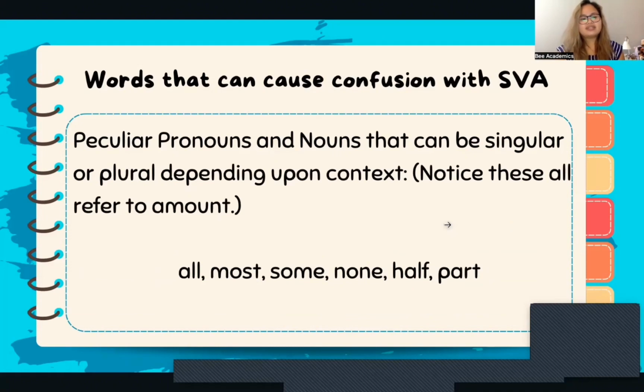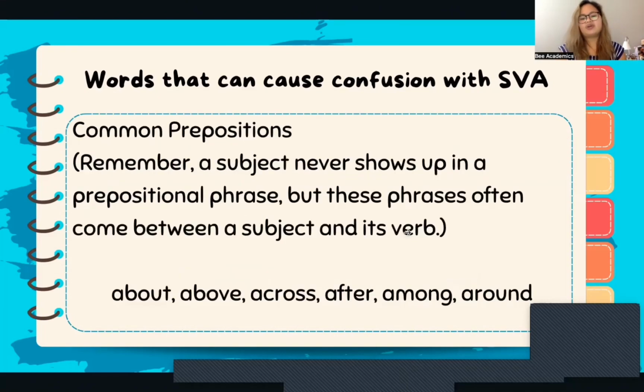And then another one is the peculiar pronouns and nouns that can be singular or plural depending upon the context. Notice these are all referred to amount: all, most, some, none, half, or part. These are the peculiar pronouns. We have to understand the context before we proceed on identifying if it's a verb with an S or verb without an S.